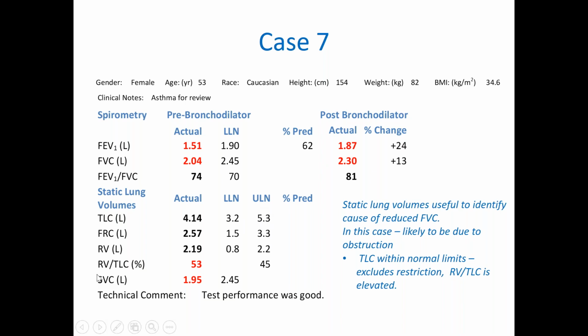And in fact, if you look at the RV-TLC ratio, which is the ratio of the residual volume, so the amount of air that's left in the lungs when we breathe out till we're completely empty, compared to the total amount of air or the total size of our lungs, you'll see that that value there is elevated compared to the upper limit of normal and suggests that there's some gas trapping. So the likelihood is that this reduction in FVC is in fact due to airflow limitation.